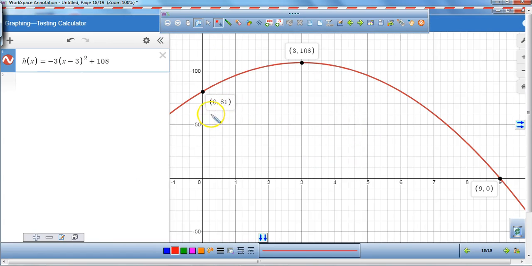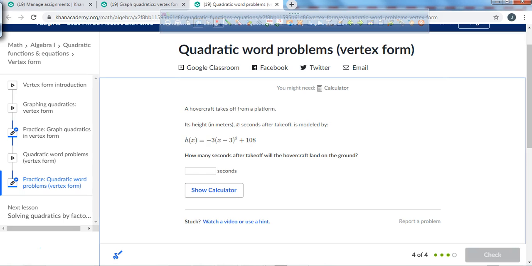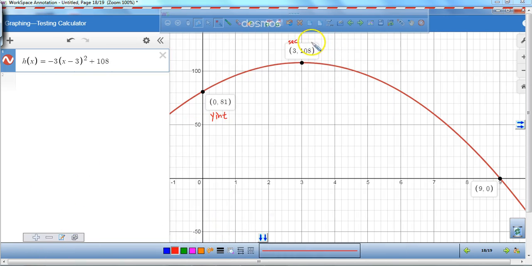So 0, 81, that represents the y-intercept. That's how high off the ground the hovercraft was before it went into the air. 3, 108. So after 3 seconds, it went up to a height of 108 meters. So that's our maximum. And then way over here at 9 seconds, we are at 0 meters. It took 9 seconds for it to hit the ground.